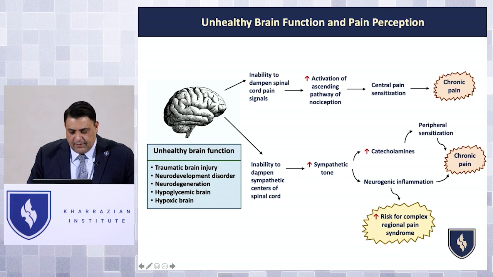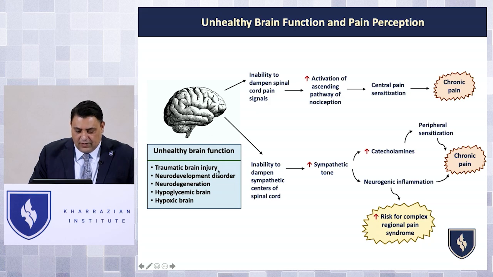And at the same time, the brain has to activate and dampen sympathetic tone. And if it has inability to dampen the sympathetic centers of the system, the sympathetic tone goes up, they get increased catecholamines, they can even get neurogenic inflammation, then develop chronic pain syndromes. So people have past head injuries, neurodegeneration, neurodevelopmental disorders, just a hypoglycemic brain, just not getting glucose and fuel. They can really make these problems worse.